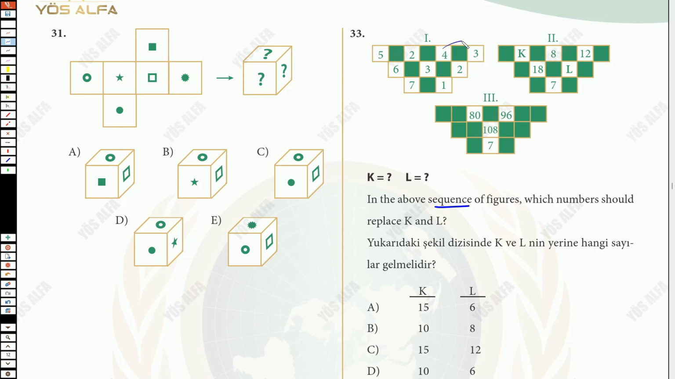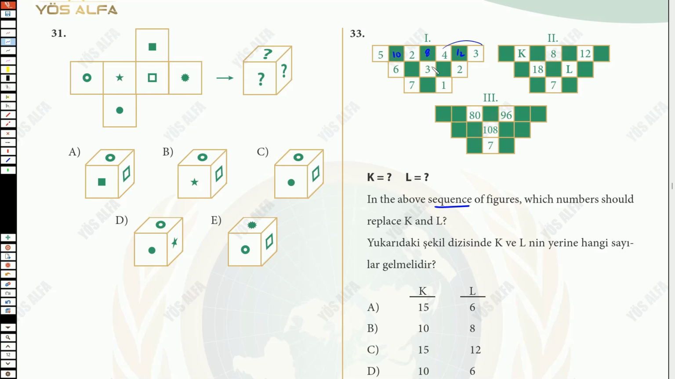So 4 times 3 is 12. So it's a multiplication sequence. 5 times 2 should be 10. Okay, I'll assume that and I'll check with the other numbers given. So this is 12 and 4 times 2 is 8. So far everything checks out.